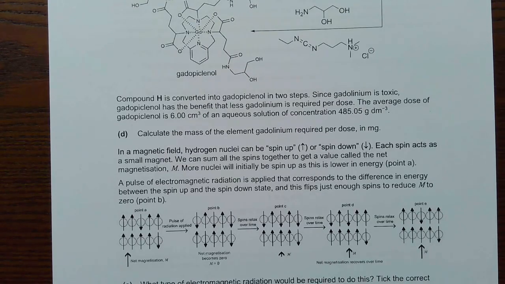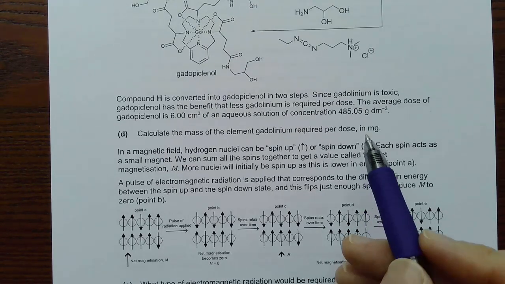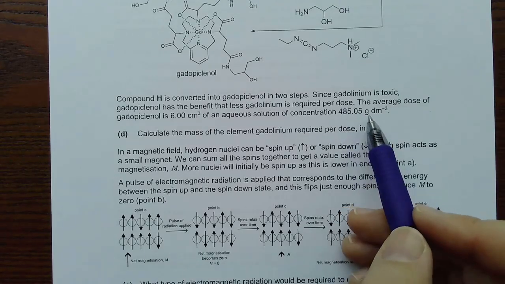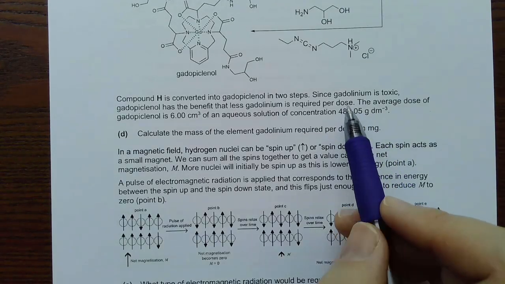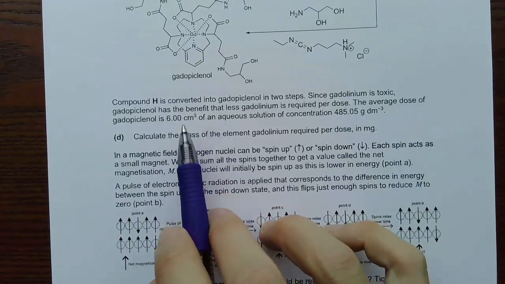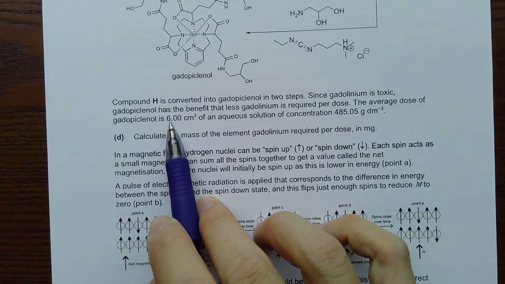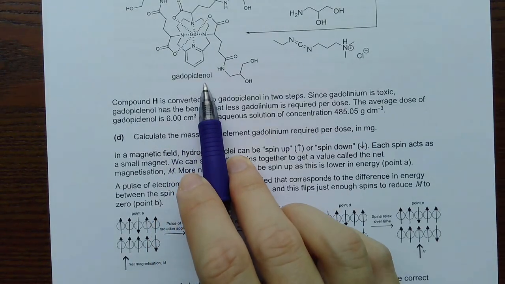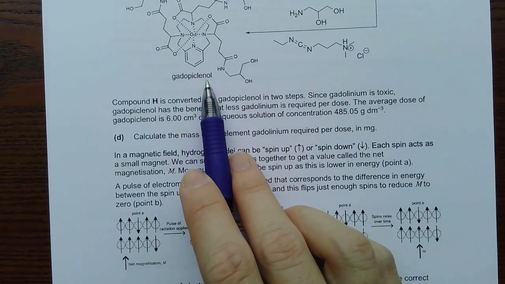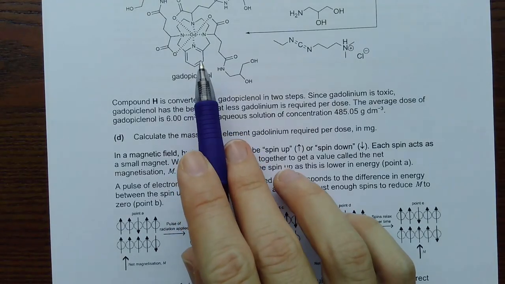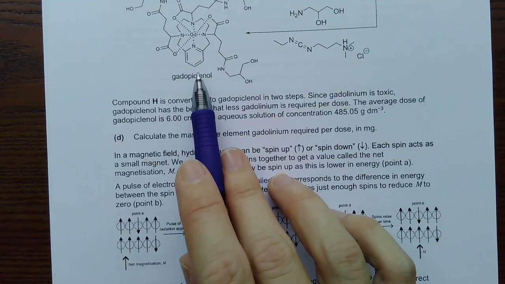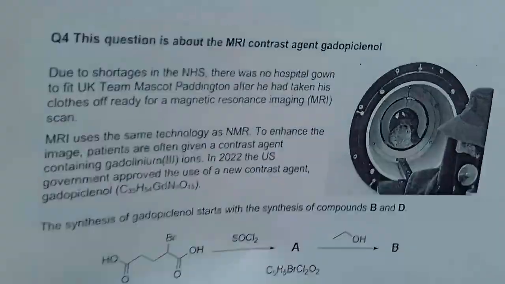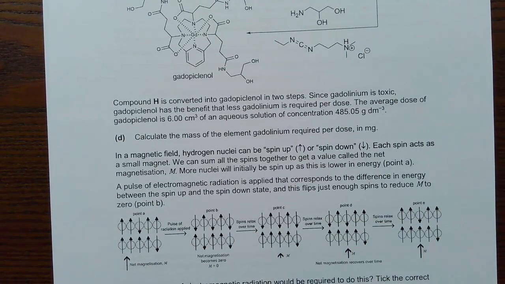The way that I'm going to do it, because I've been given my dose, my concentration in grams per decimeter cubed, I'm going to work out the mass of gadopiclinol in 6 centimeters cubed, and then work out the mass of gadolinium as a fraction of gadopiclinol. At some point, it doesn't matter how you do this, you're going to have to work out the molecular mass of gadopiclinol. Luckily, you don't need to worry about this because you are given the molecular formula earlier in the question.